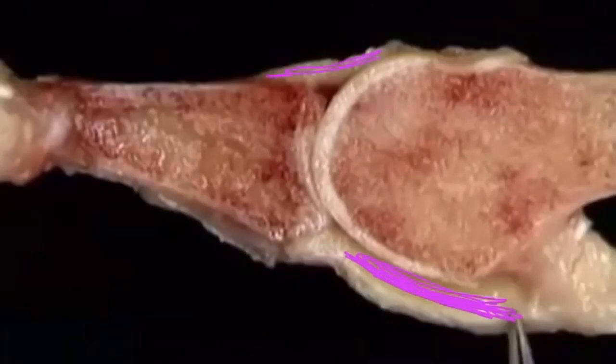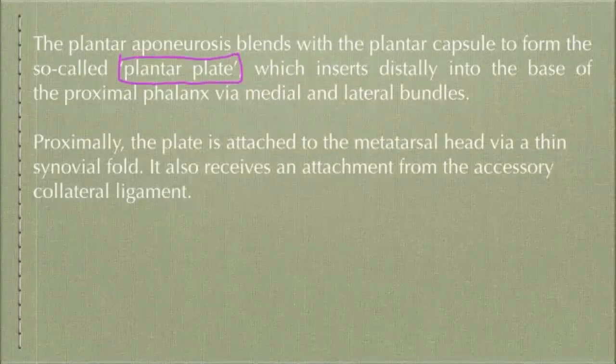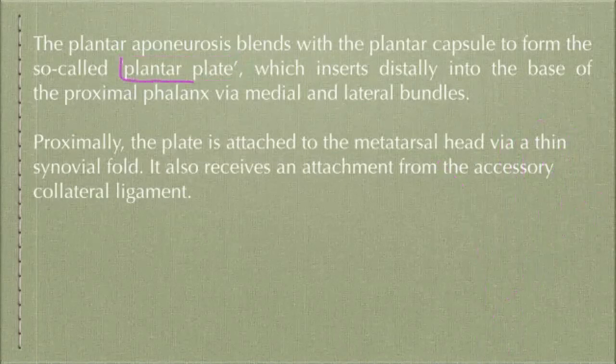You see how thin it is dorsally. The plantar aponeurosis blends with the plantar capsule to form the so-called plantar plate. So plantarly, it has a plate-like structure. That means a very thick structure, because the aponeurosis gives two slips. Okay, you remember the aponeurosis. It gives off two slips at every digit.